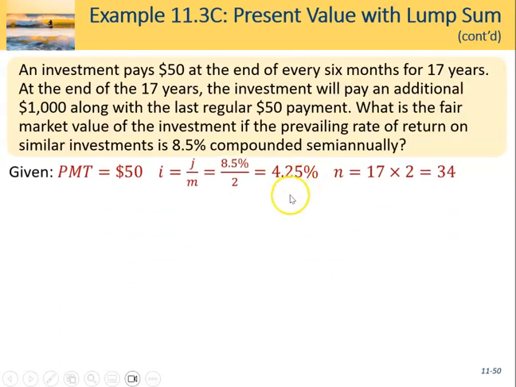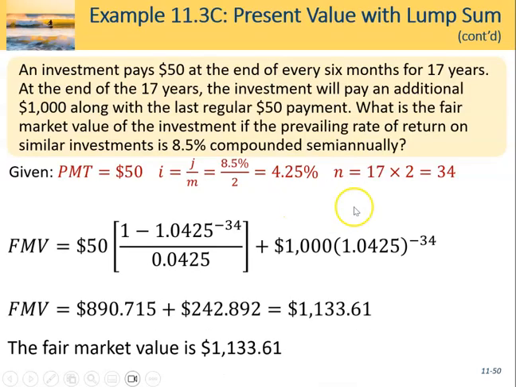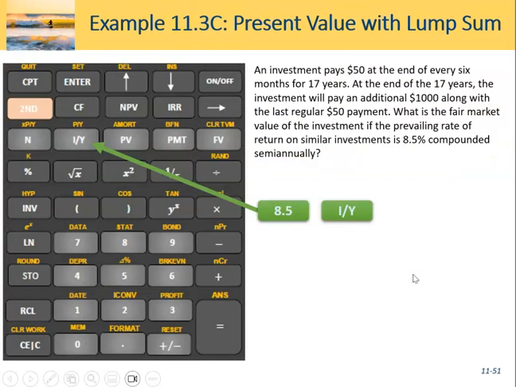Give it a try on your own before you have a look at the answer, okay? So again, there is the actual calculation if you want to use the formula with the answer, but we're going to be able to figure it out using the financial functions of our calculator.